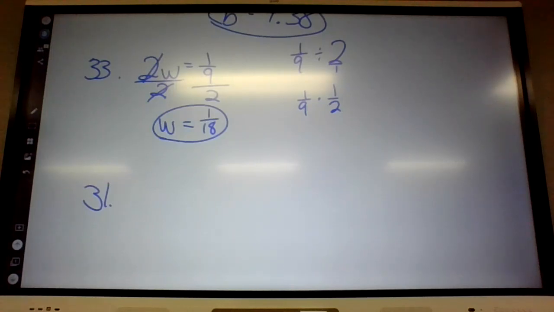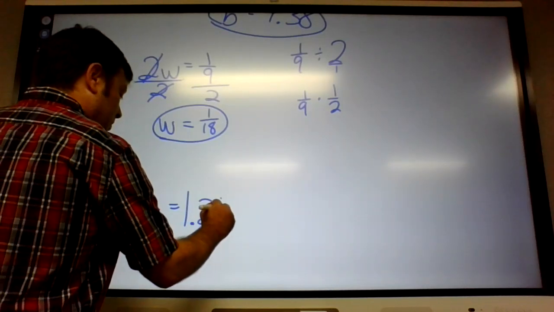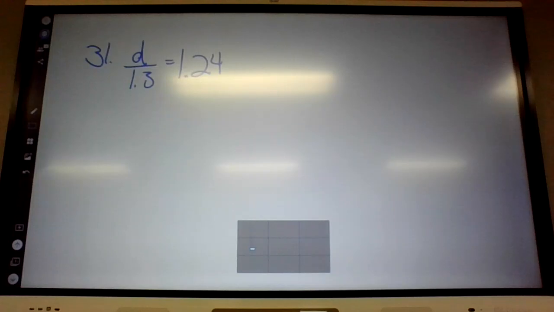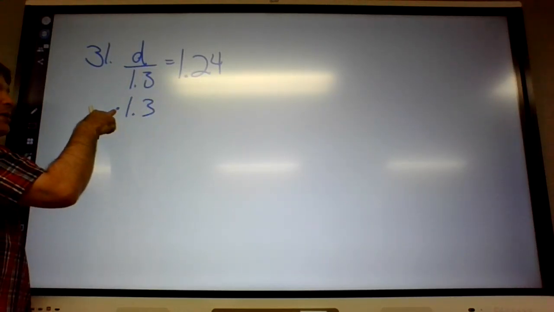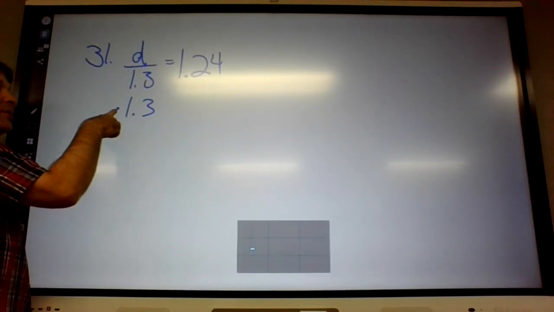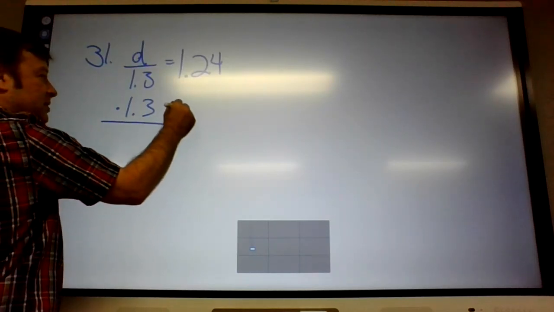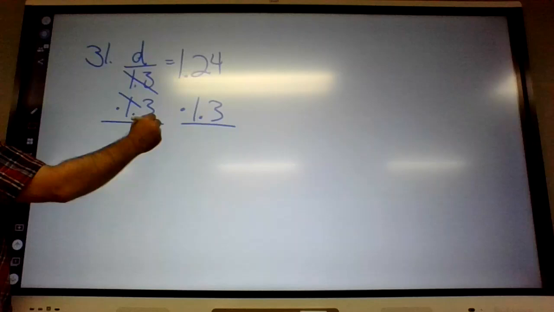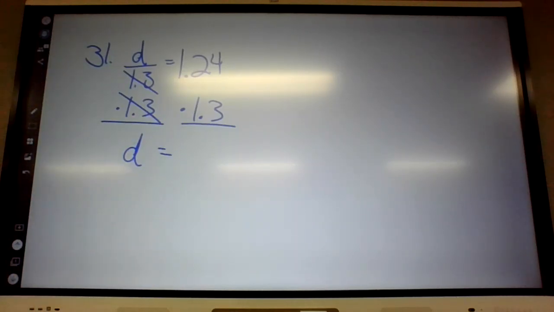D divided by 1.3 equals 1.24. Okay, Savannah? Okay, so you multiply by 1.3. So I use the dot. This is kind of annoying because the dot doesn't show up very well, but if you use an X, you're going to run into problems because a lot of these problems have X's on it. Anyway, divide and multiply cancel out. We get D equals 1.612.